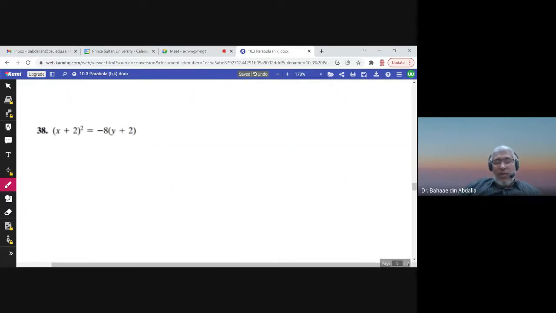Well, 3 things you need to find. First, the vertex. -2 for x minus h, -2 also for y minus k. Second, what is p? 4p is -8, so p is -2. And where does it open? It's x square negative, it opens downwards. So I can sketch the graph.